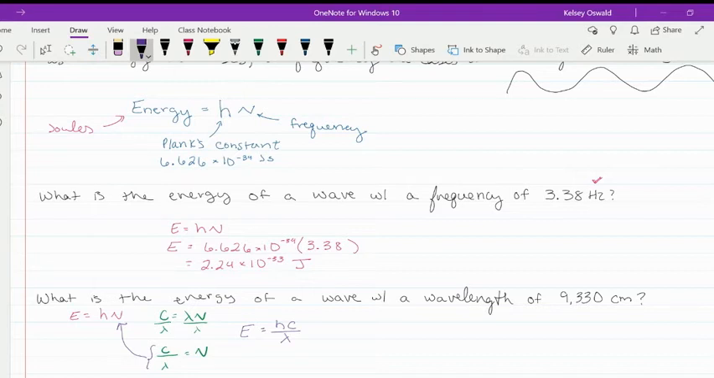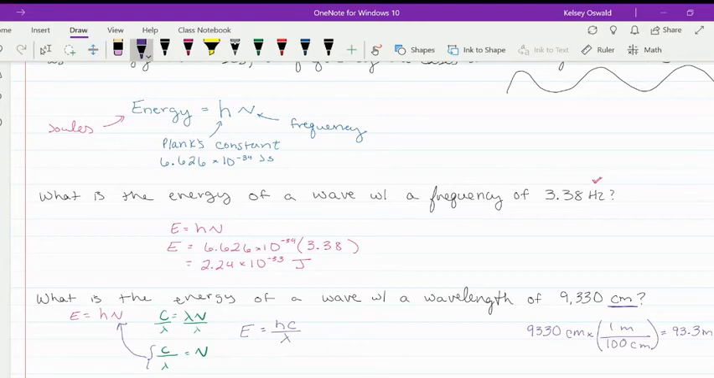The one issue is, though, that I need my wavelength to be in meters, and this is given to me in centimeters. So that is going to be our first step. Find out how many meters are 9,330 centimeters. So we'll need to remember that there are 100 centimeters in 1 meter. Okay, that means in this wave we have 93.3 meters.